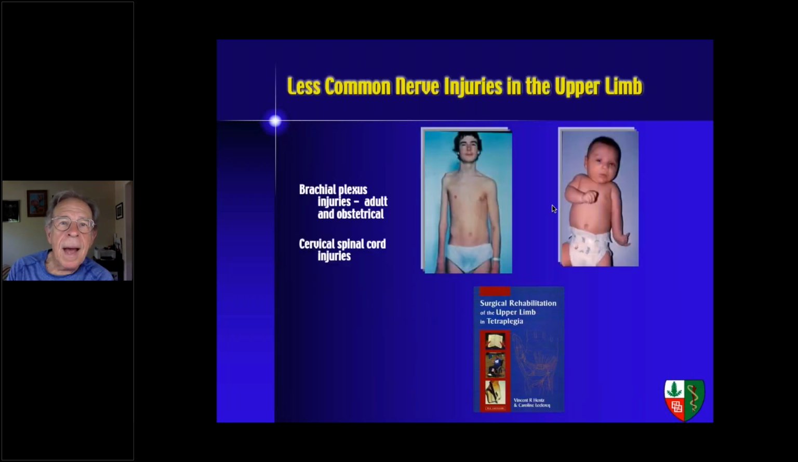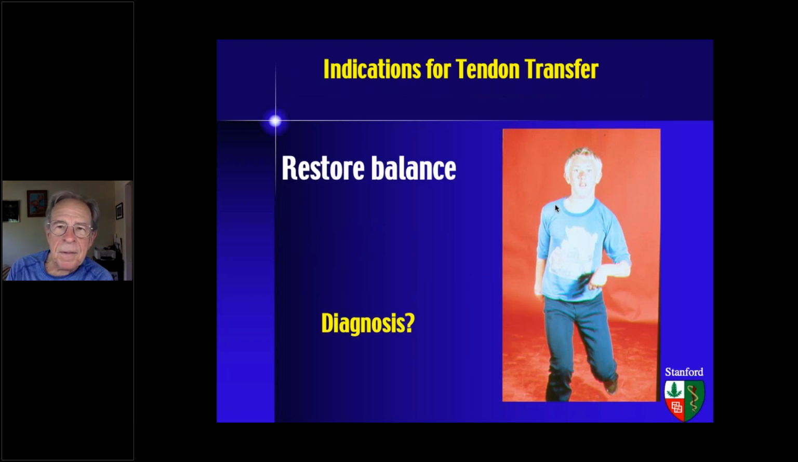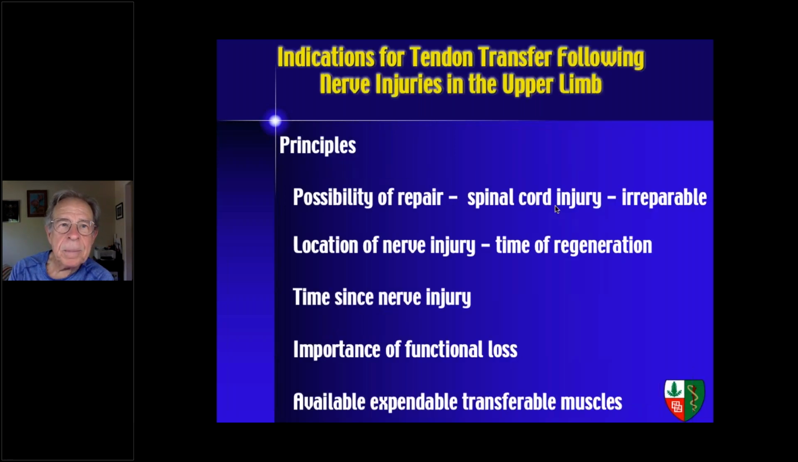And the other common nerve injuries, less common though, are things like brachial plexus in adult or obstetrical cases, cervical spinal cord injuries. And also, there is a category of indications for tendon transfers to restore balance, not to restore loss of function, but to restore balance where there is imbalance, such as this presentation, very typical of cerebral palsy. So let's get on to principles.